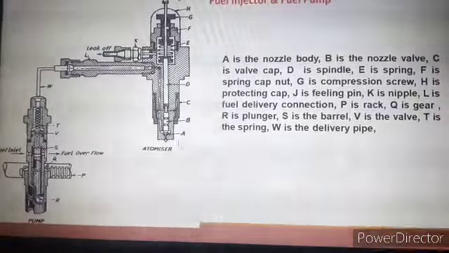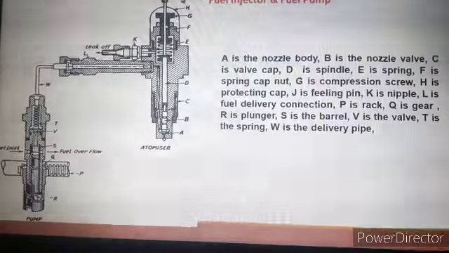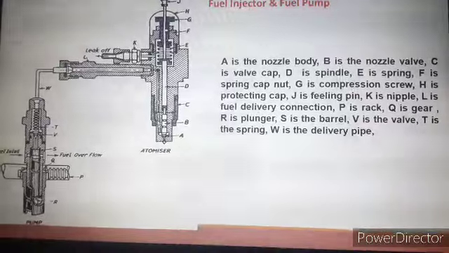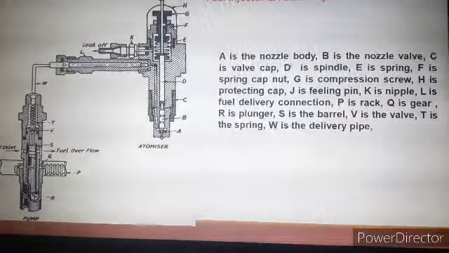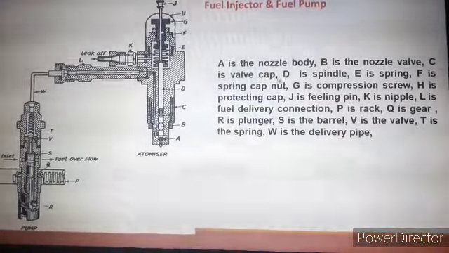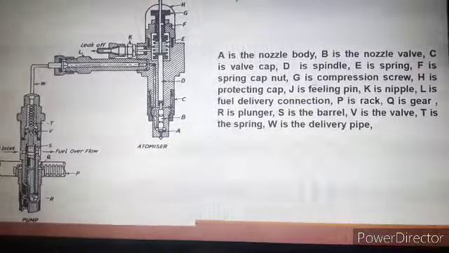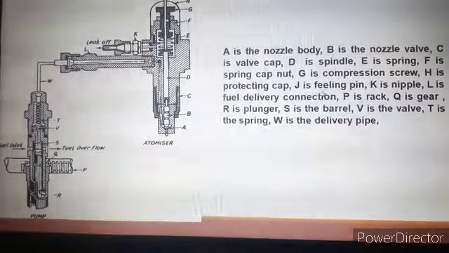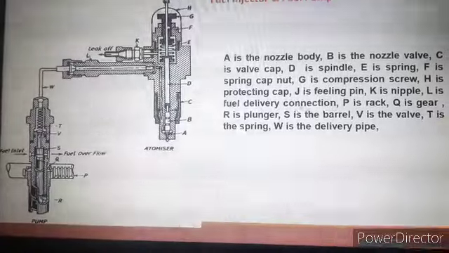Again, A, B, C, D, E, F, G, H, J, K, L are the various components of the fuel injector system, and their details are shown here. A is the nozzle body, B is the nozzle valve, C is the valve cap, D is the spindle, E is the spring, F is the spring cap, G is the compression screw, H is the protecting cap, J is the filling pin, K is the nipple, and L is the fuel delivery connection.